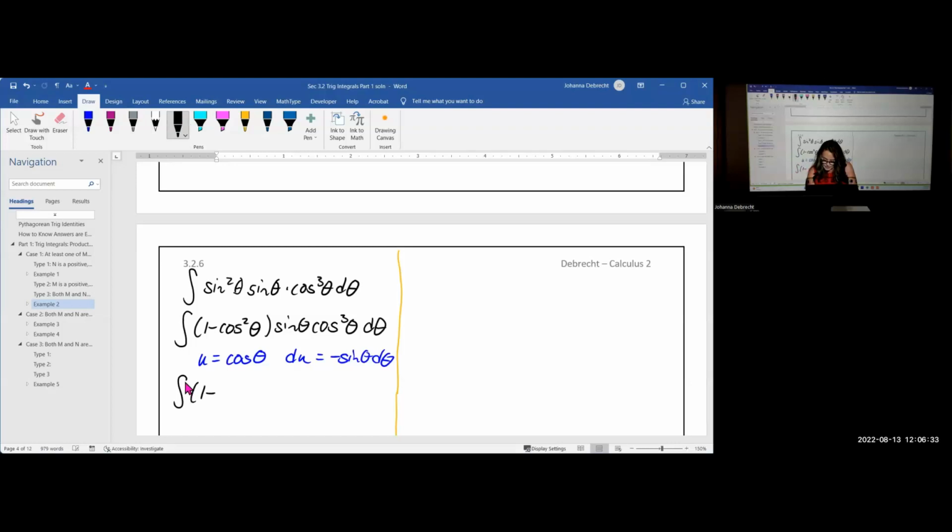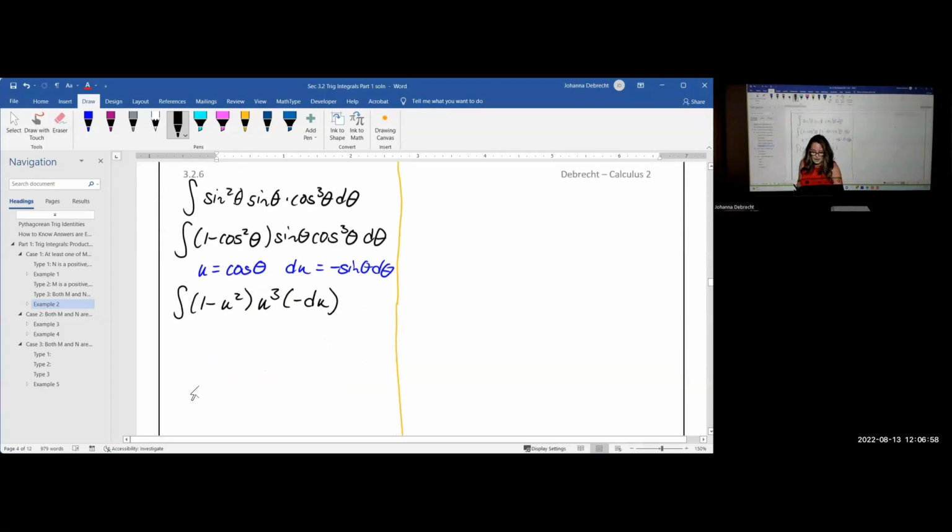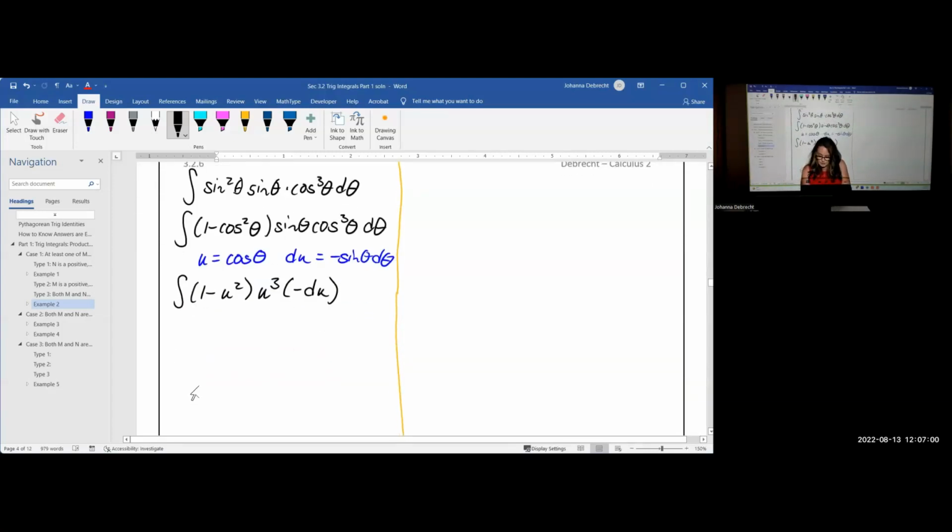So I get 1 minus u squared, and I'm going to move the sine of theta to the end. And then I have cosine cubed, which becomes u cubed. And then sine of theta d theta isn't quite du. I need a negative on it. So sine theta d theta is negative du. So I can put that in like that, negative du. Now the negative needs to float to the front. And then I can multiply out the 1 minus u squared times u cubed.